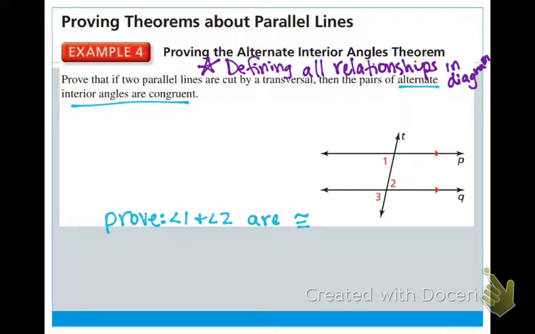Okay? So here's what you do, and I told you to write it down. You're going to define all the relationships in the diagram. And I'll show you why at the end. I'll show you with a number. Okay? So let's start with angle 1.